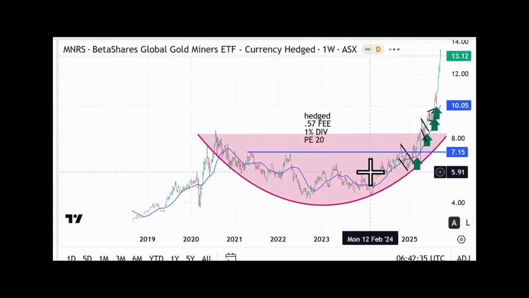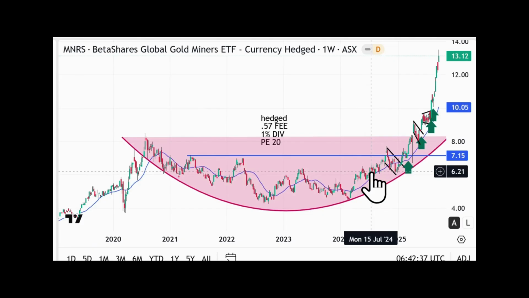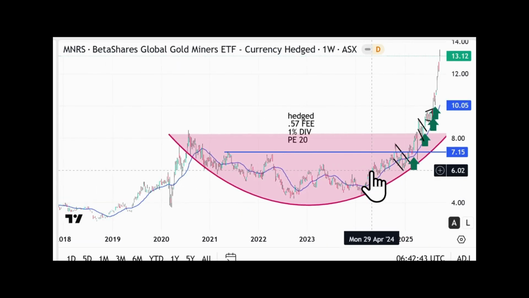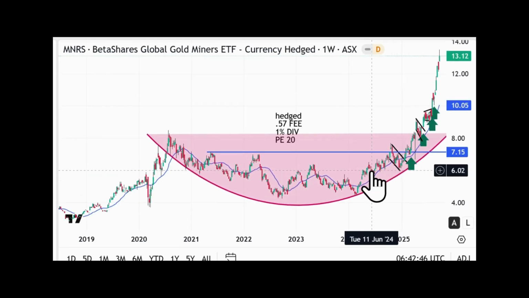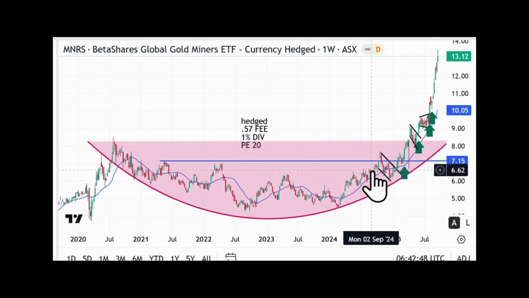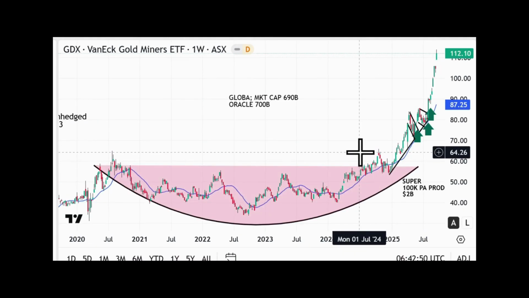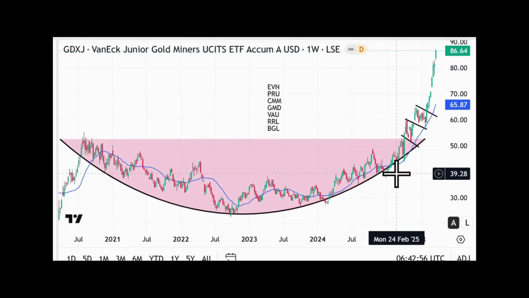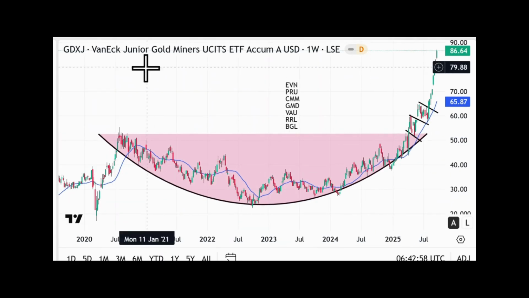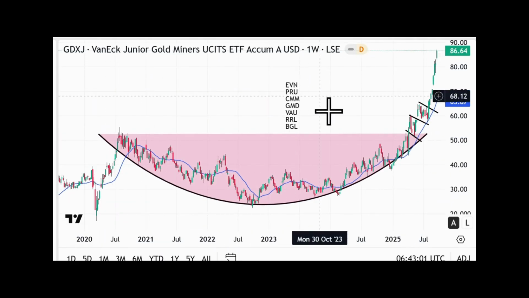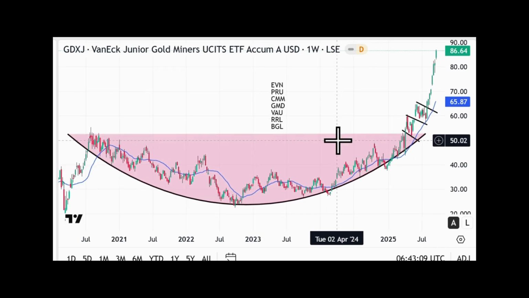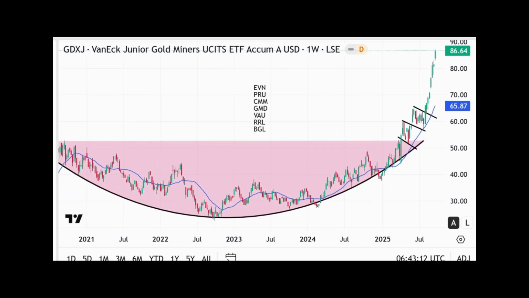Okay, so the miners ETF, that's my preferred because it's hedged in Aussie dollars, although Aussie dollars are going down anyway. That's the call I've been making. So it's going up, same as GDX in Australia, it's going up. My preferred one though is GDXJ, which is the one in America. It does hold a number of our boys in there, Evolution, Perseus, Capricorn, Genesis. So we're not lonely in this ETF.